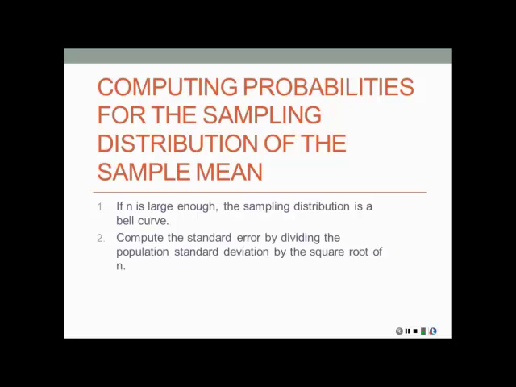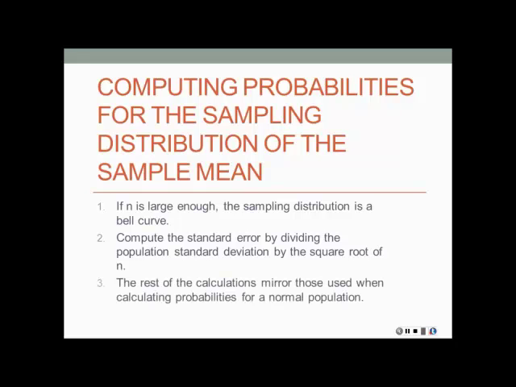Remember that when you have the sampling distribution, you're going to have x bars wherever you had just x's before, but when you get to the standard error, you'll have to take the population standard deviation and divide by the square root of n. Did that last time. Sigma x bar is equal to sigma divided by the square root of n. You'll see that on the next slides as well. The rest of the calculations mirror those that we just used when we calculated probabilities for a normal population.